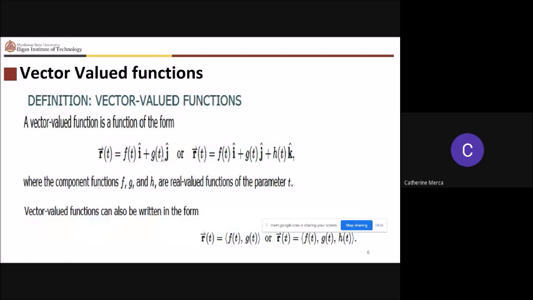So you can also write them in this form, that is, you have here f of t, g of t. So, di ba vector ito na notation? You can write it in that manner, and you have an arrow there on top. Or kung three valued, 3 components, you have f of t, comma, g of t, h of t. This vector.